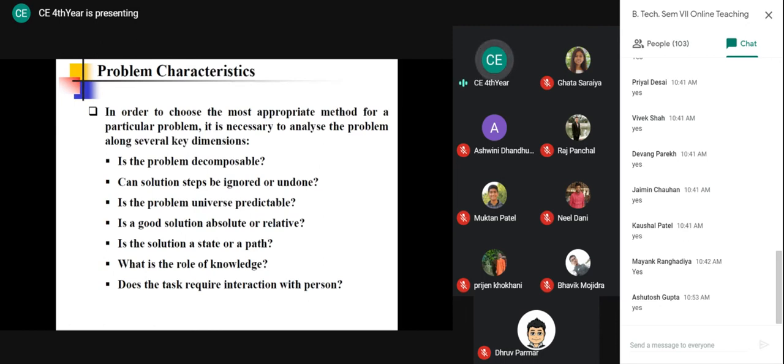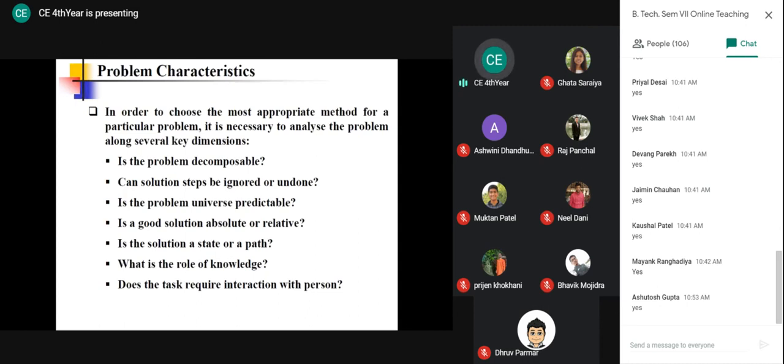Suppose, let's say one problem is given, that is the missionary and cannibal problem. Now all of you know what the missionary and cannibal problem is. So that type of question can be asked. Now I want to apply all its 7 characteristics. So the first characteristic: is the problem decomposable?